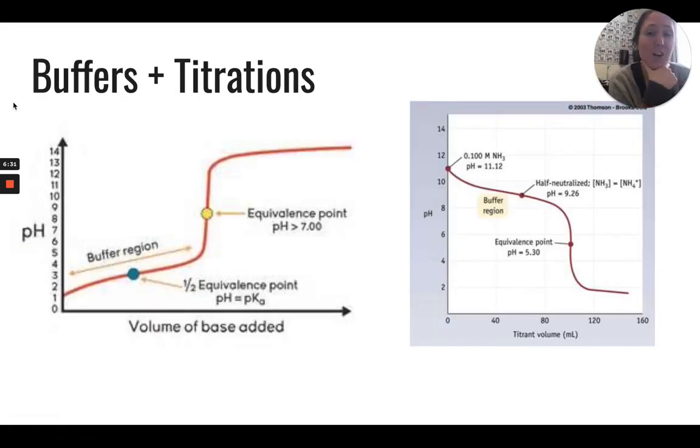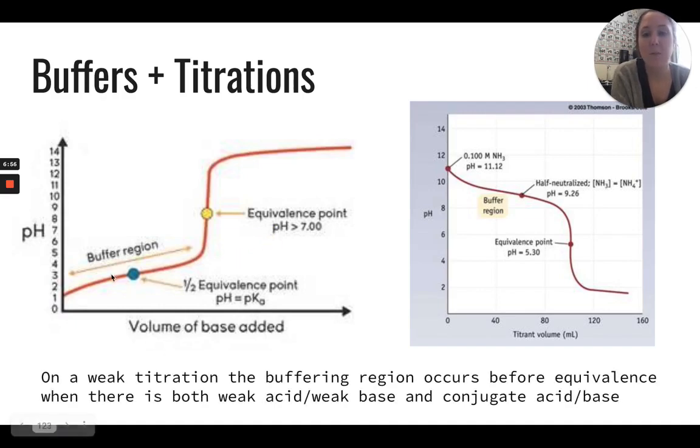So we have actually already seen a buffer solution before. We saw a buffer solution in our weak acid titration. So you might have noticed on your pH curve, it looked different than the strong acid and strong base. In the beginning, it has this buffer region. So in a weak titration, the buffering region will occur before equivalence point. That's when, again, you have both the weak acid, weak base, conjugate acid, and base present in solution.